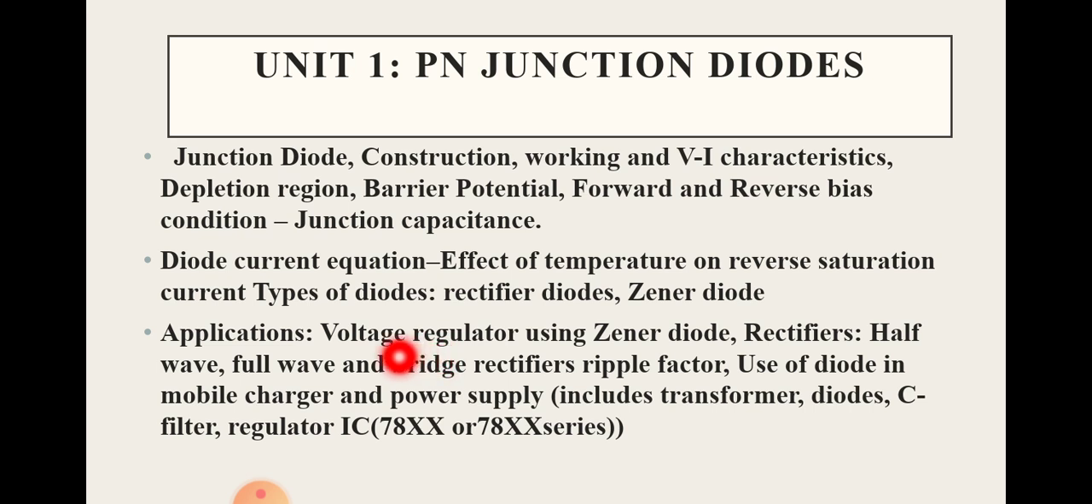And the applications are like this: voltage regulator using Zener diode, rectifiers, the types of rectifiers, use of diode in mobile charger. I just told you the working of mobile charger, and that we are going to study actually in this point. The power supply that is present in laboratories, that we are going to study in this chapter.